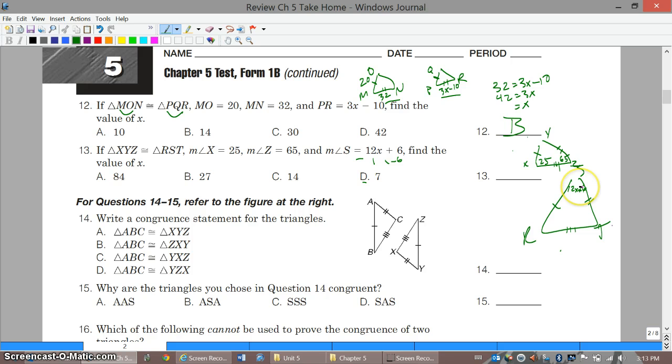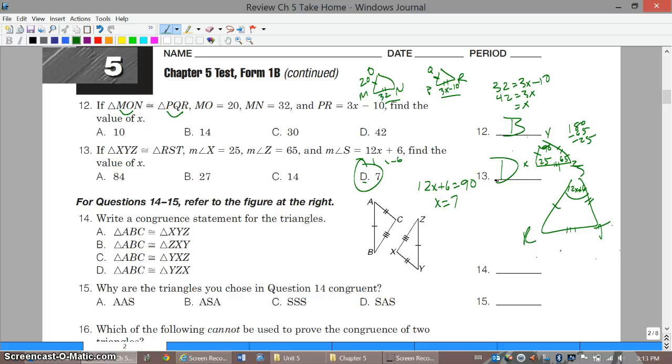Okay, so this angle is congruent to that angle, so we need to find angle Y. So 180 minus 65 minus 25 is going to give us what angle Y is. That's 90. So we get 12x plus 6 equal to 90, and then we solve it. So 90 minus 6, then divide by 12, and you get x is 7. Value of x, D.